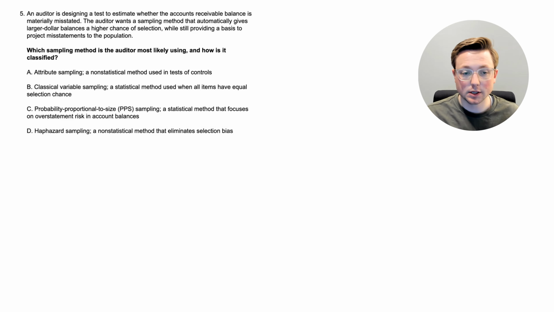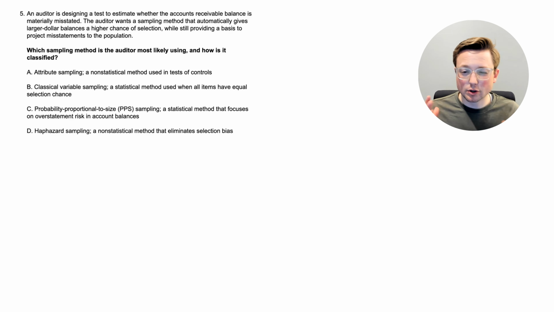Let's go through the options. Option A, attribute sampling, which is a non-statistical method used in tests of controls. Option B, classical variable sampling, a statistical method used when all items have equal selection chance. Option C, probability proportional to size or PPS sampling, a statistical method that focuses on overstatement risk in account balances. Or option D, haphazard sampling, which is a non-statistical method that eliminates selection bias.